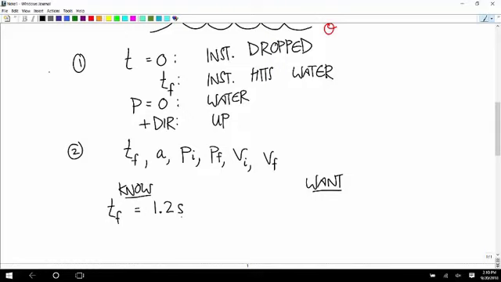Do we know the acceleration? Yep, it's free fall, and so that's going to be 9.81 meters per second squared down. Up is positive, so down is negative. So that means that the acceleration is negative 9.81 meters per second squared. And if you always choose your positive direction up, that acceleration is always going to be negative.